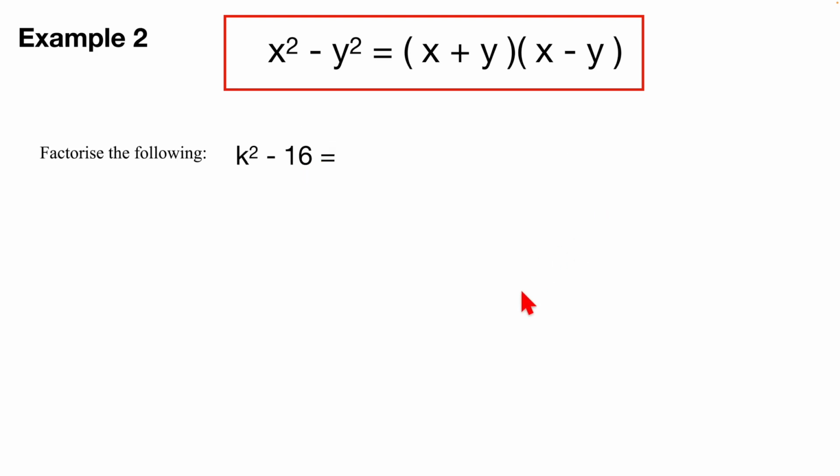Second example, again, if you wish, you can freeze the video, pause and practice, or you can just wait a moment and I'll give you the answer. k has replaced x now, and that's 4 squared, isn't it? k and 4 squared, so y is 4, and we're going to go with first plus the last times the first minus the last.